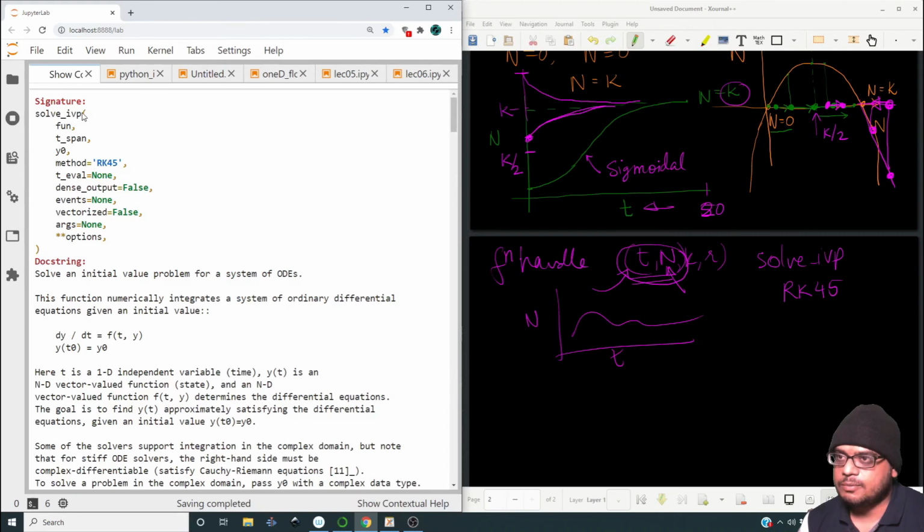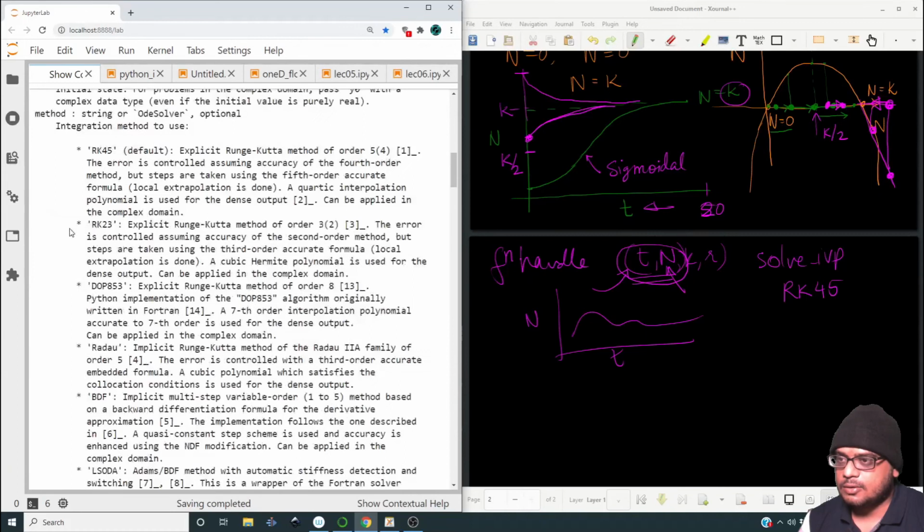Okay, so solve IVP, it accepts the function. We have to give the time span, the initial condition. We can additionally specify the method. We can additionally specify at what times you want the output to be. Dense output, these things we'll discuss later on in the course. Events also, perhaps if we have time, we can discuss it. And args. So these are the arguments to the functions. Additionally, there are options which we can pass to the solver. So over here, we can look at all this as well.